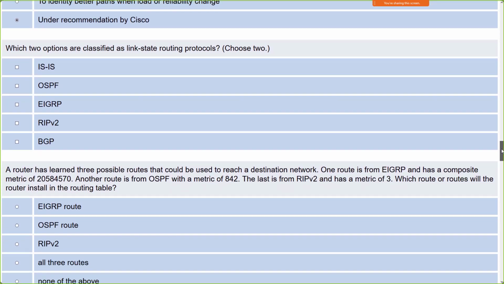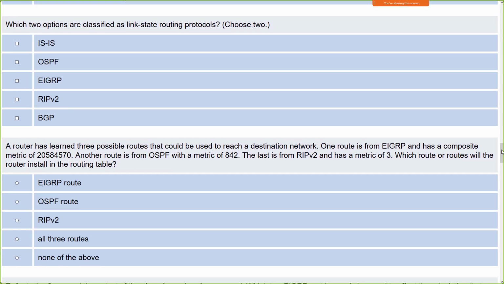Which two options are classified as link state protocols? So we're back into our repeats now. All right. So that wraps up our lesson on EIGRP. We managed to cover it in less than 3 hours. That's good. Let's go ahead and wrap up this section and go into some OSPF.